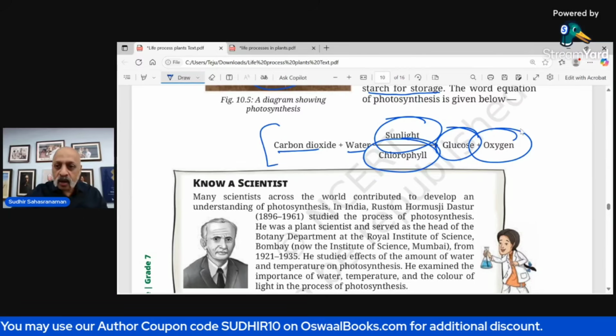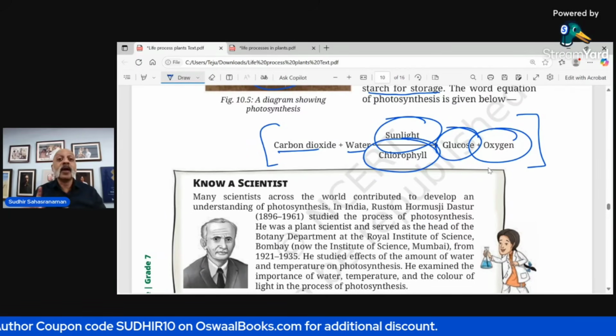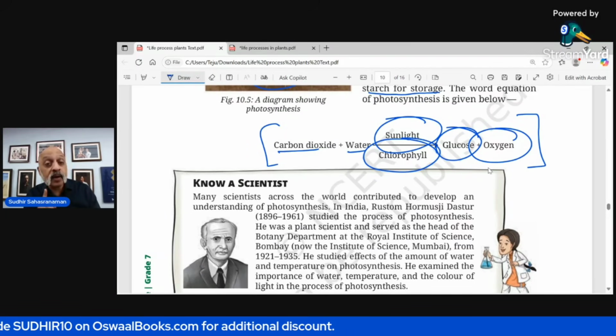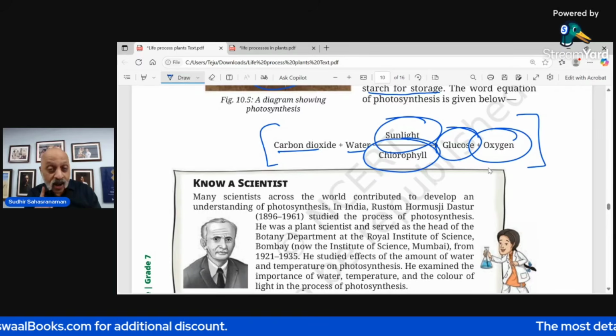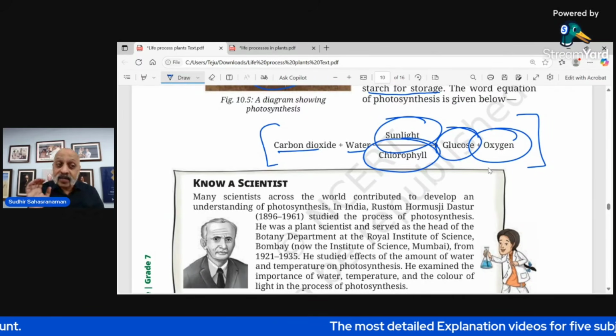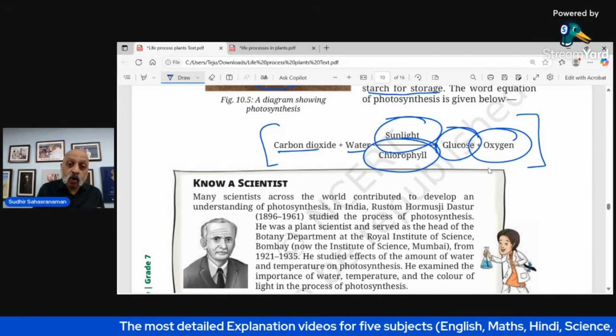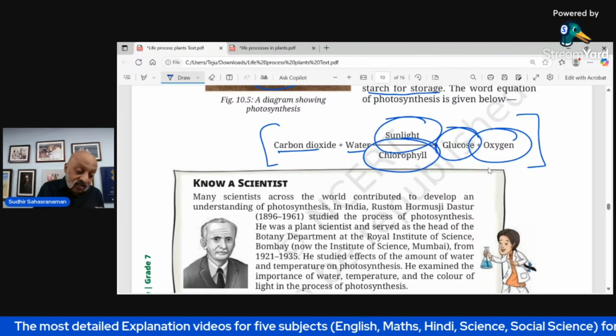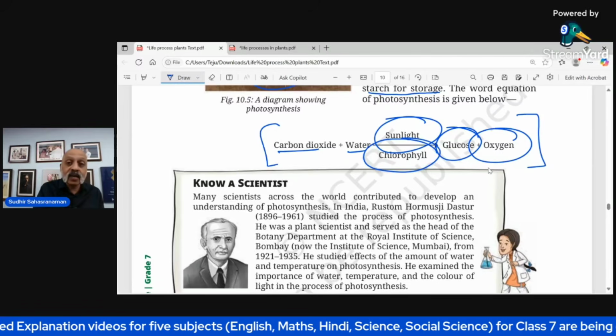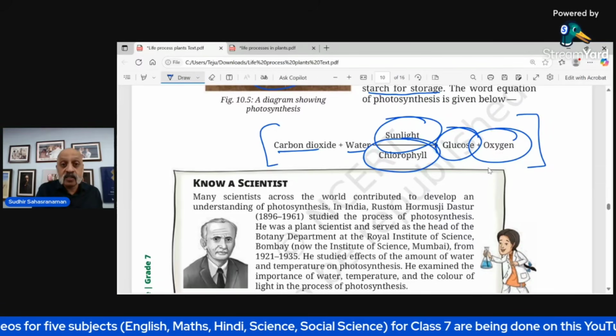This formula none of my students should ever forget. Never forget it. You have to remember this. It is completely important that you know: carbon dioxide plus water, in the presence of sunlight and chlorophyll, gets converted into glucose and releases oxygen.